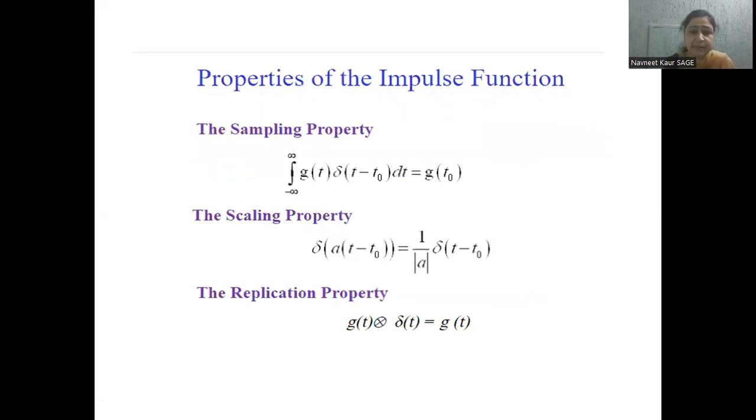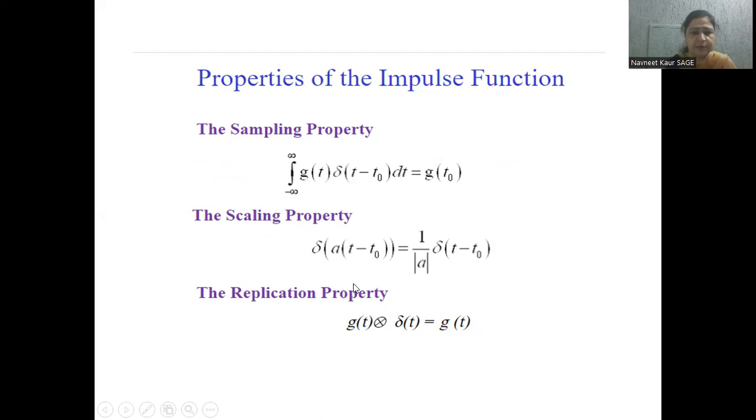Now, there are some important properties of the impulse function. First is the sampling property. According to the sampling property, if I take the integral of g(t) with a shifted delta function, then it will be given as the same function g(t), but now evaluated at the point where this delta function is shifted.